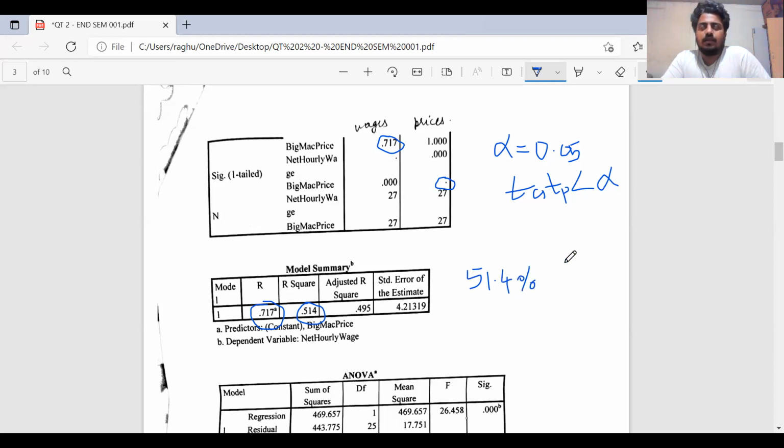For example, here the dependent variable is the price of the Big Mac burger, right? And the one particular independent variable that we have considered is the net hourly wage. Whereas there could be other independent variables also, the size of the store, or the price of onions in that country, or the price of chicken, or the price of salt. There could be a lot of independent variables. Now, the net hourly wage alone contributes to 51.4% of the variation. So 0.514 is a measure of the variation which is contributed only by the particular variable that you have taken in this analysis.